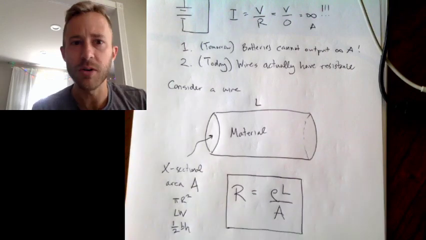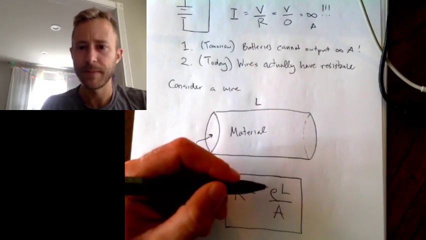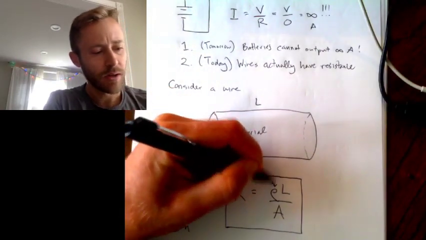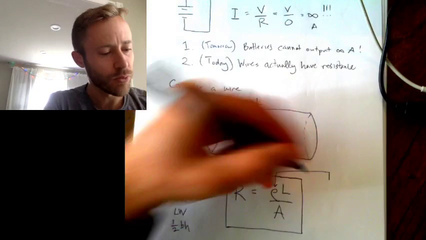So what is this? This is the Greek letter rho. And rho is called the resistivity.